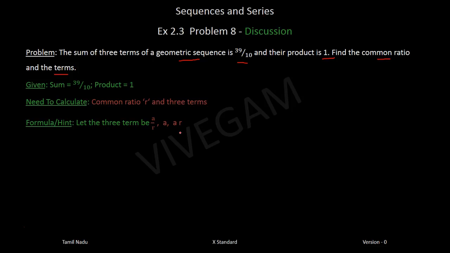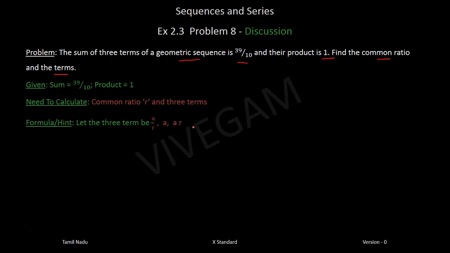As I told you, when you multiply these three and equate it to 1, you will get a cubed equal to 1, from which a will be equal to 1. So one variable gets worked out. Next, substitute a equal to 1 and add all these three and equate it to 39 by 10. Then you will get a quadratic equation in r. Solve that, get the value of r. Okay, that's how this problem needs to be worked out.